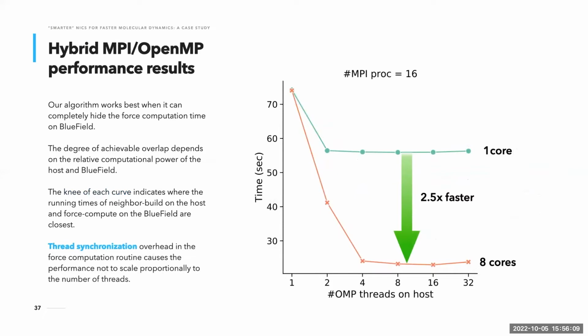Thread synchronization overhead in the force computation routine causes the performance not to scale proportionally to the number of threads. In this figure, we can see when increasing the number of OpenMP threads 8-fold, the off-pass algorithm speeds up by 2.5 times. This is because of synchronization overhead in the force computation routine.